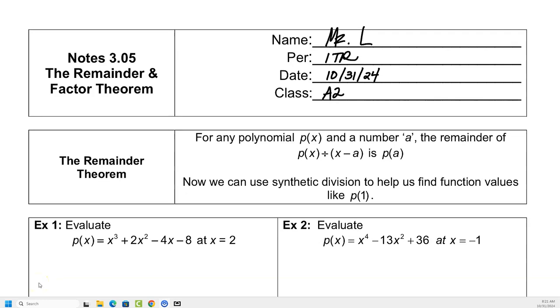Well, today we're going to be covering section 3.05, the remainder and factor theorem. I don't think yet you're going to find these to be too overwhelming. I think that it should be pretty straightforward. Let's just go ahead and dive in and talk about what the remainder theorem is. And I've actually already alluded to it in the synthetic division and synthetic substitution lesson.